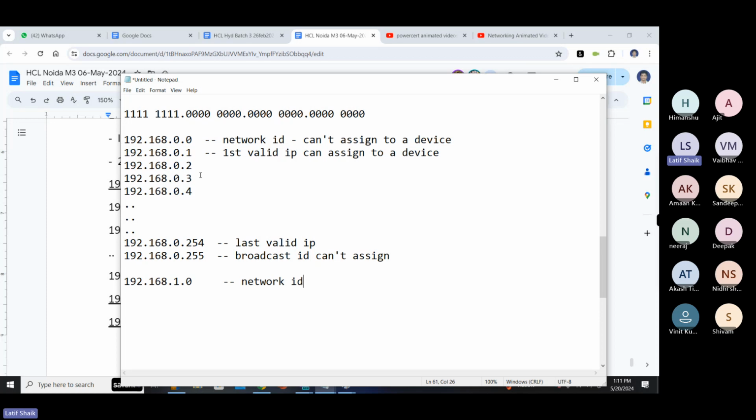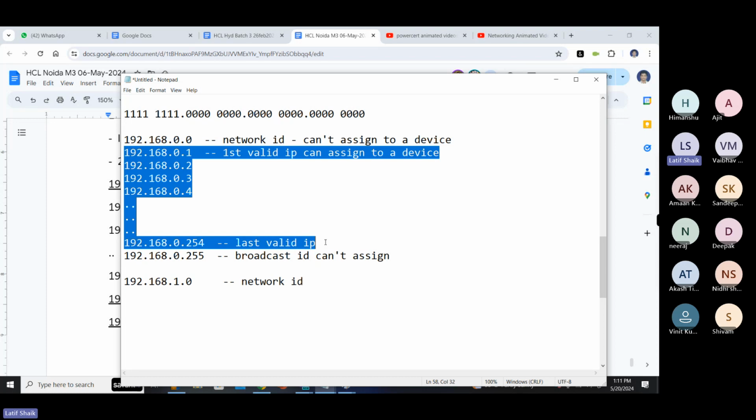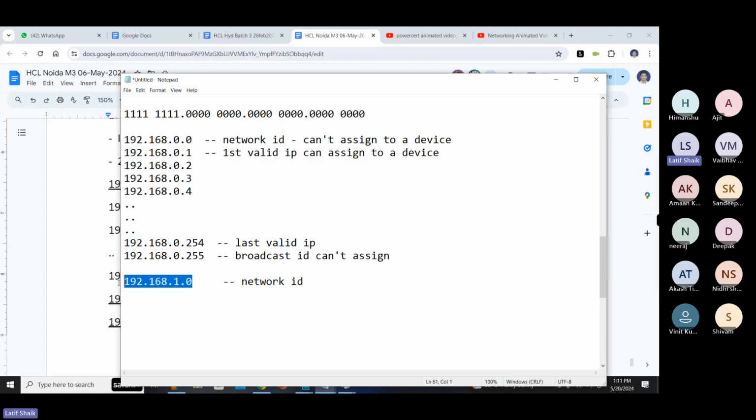If you have 100 devices, you can assign any IP address from here to here, and all can communicate with each other, up to 254. But if you assign this one, it is a different network now, outside of this network. Again it follows a different sequence: 1.1 starts and goes up to 1.255, and 2.0 is another network.